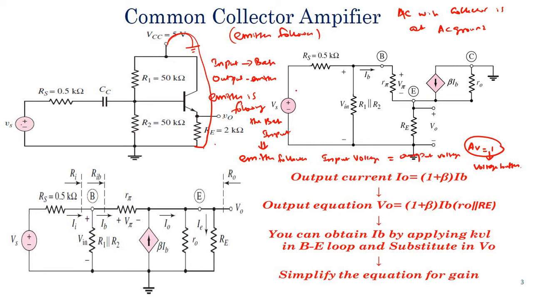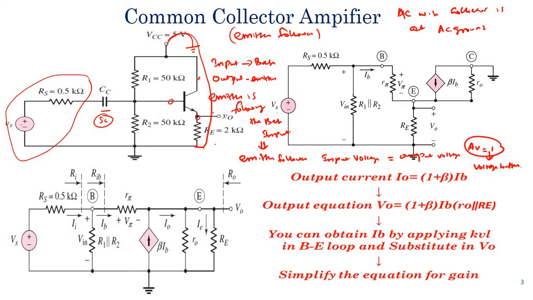We will draw the small signal equivalent. This is my Vs and this is my Rs, which comes from the source connected to the circuit. The coupling capacitor is considered a short circuit. If you ground this, R1 and R2 will appear in parallel. Between base and emitter I have a resistor R pi, which is because of diffusion resistance. Between collector and emitter I have a current source gm V pi, or I could write it as beta times IB, and R0 is present because of the early effect.